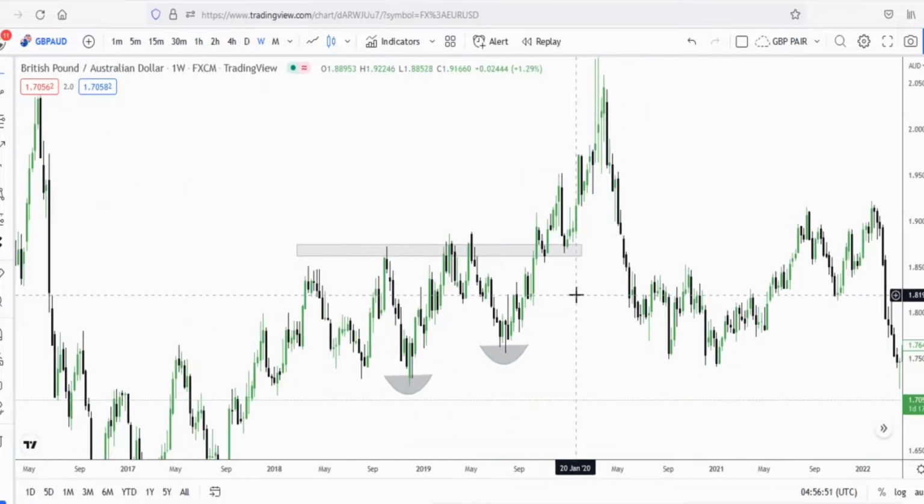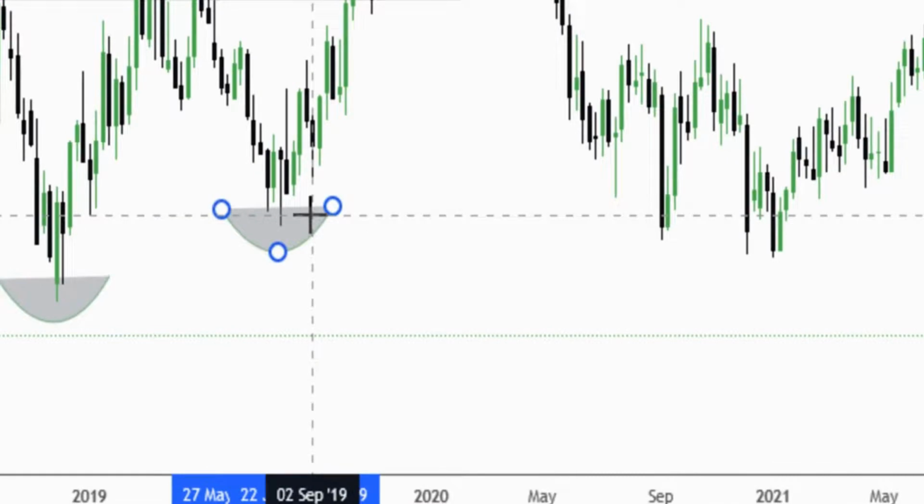Okay, so this way you may want to apply Fibonacci and other things to see how far the market can go and all that. If you want to know how I use my Fibonacci tool, you have to check my previous video on Fibonacci and see how I apply those tools. Like I said, this video is for chart pattern only.